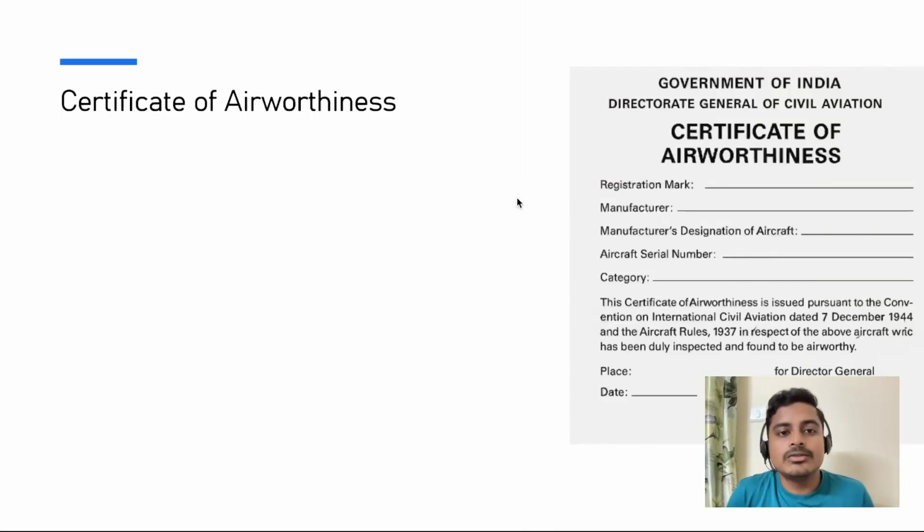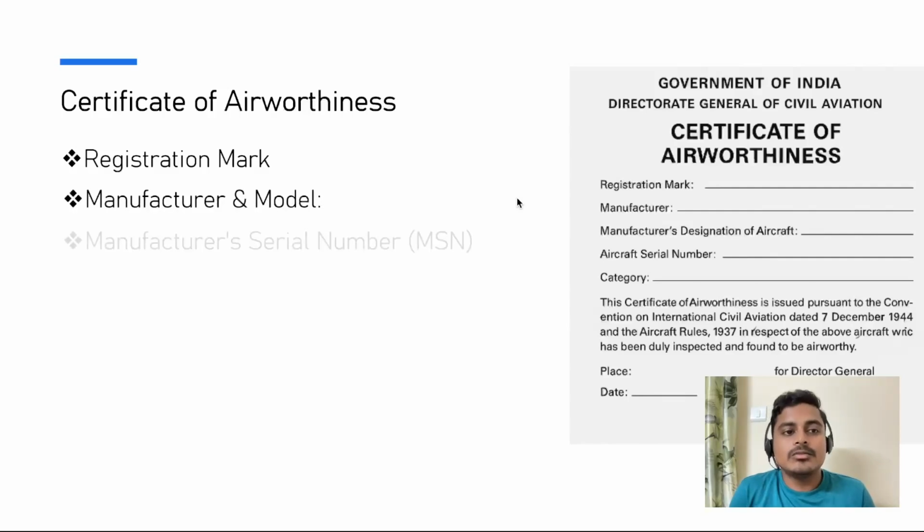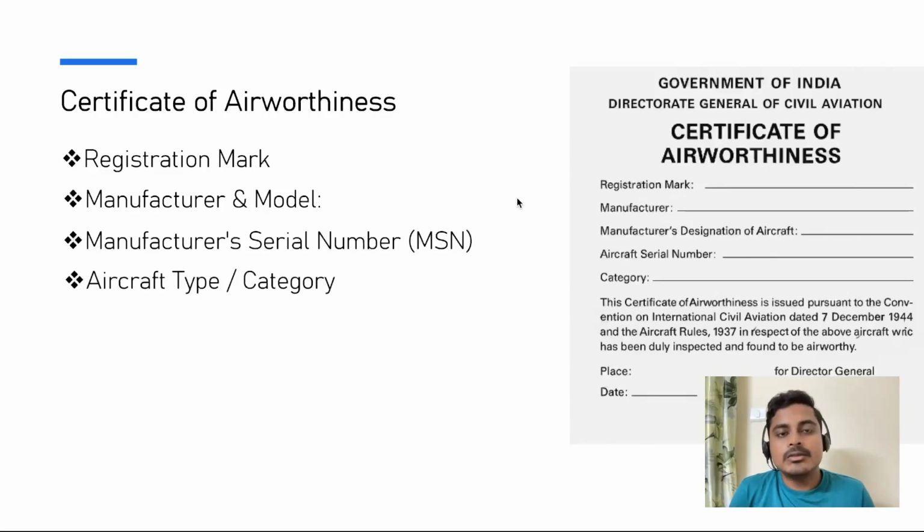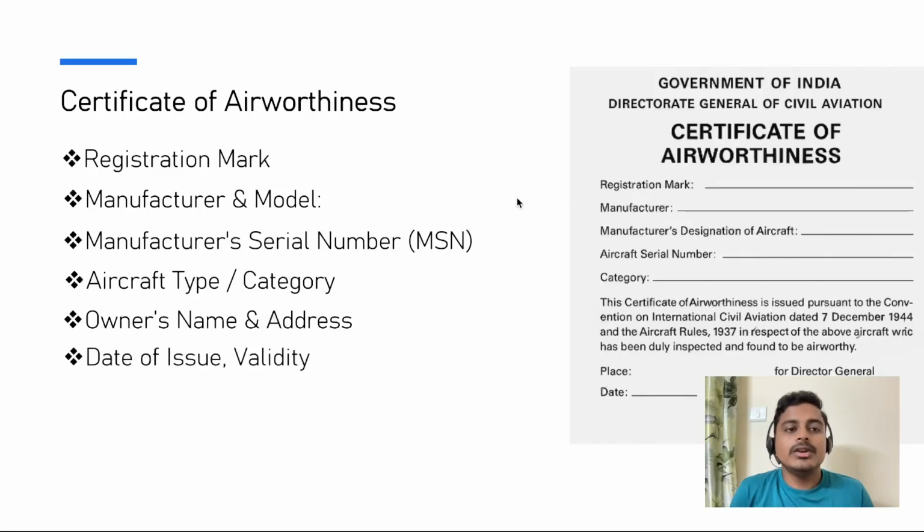Next, the certificate of airworthiness. This contains the registration mark, manufacturer and model, manufacturer's serial number, the aircraft type or category, the owner's name and address, date of issue, validity, and things like that. So this is the certificate which states whether the aircraft is certified to fly. Is it fit to fly or not?